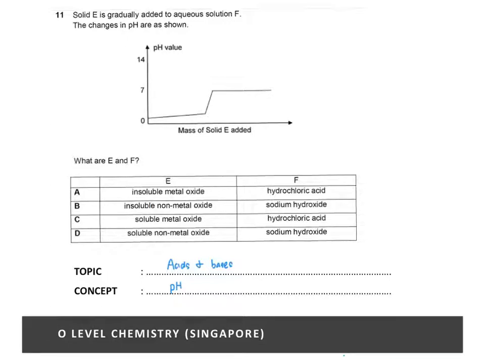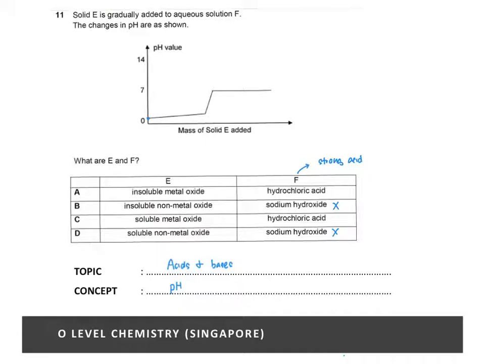So the first thing to take note is this. At the y-axis, you will notice that before any solid E was added, the pH of the solution F is at a very low value. So that tells you that solution F must be a strong acid, and that will allow us to rule out options B and D.